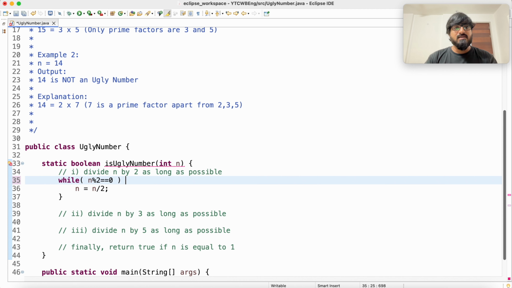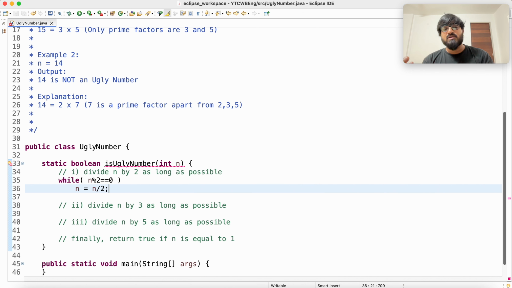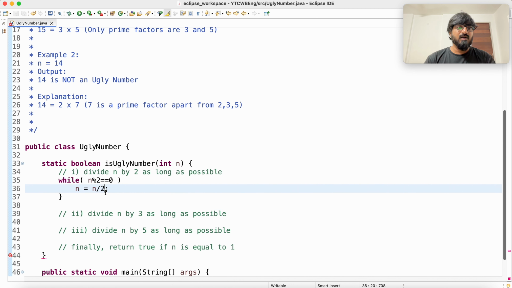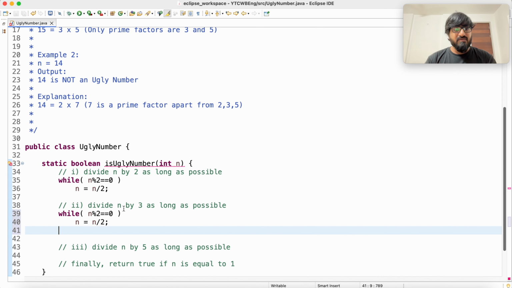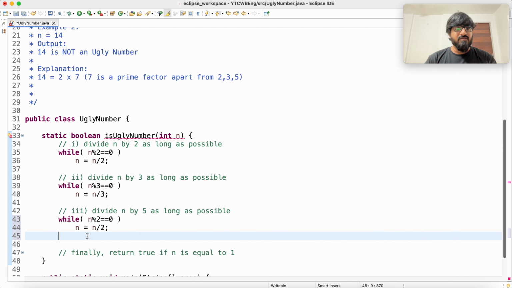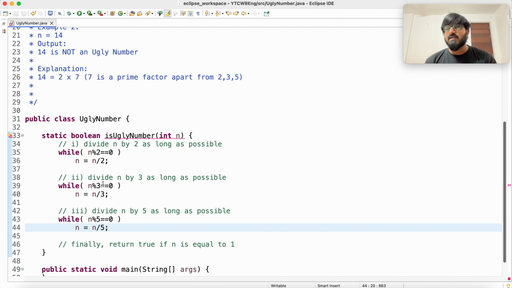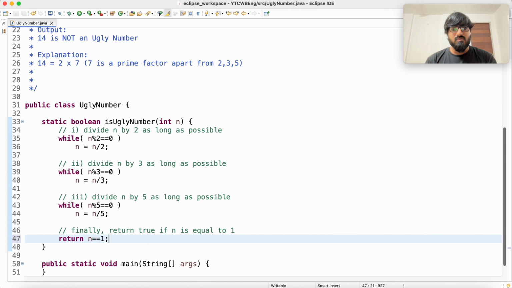Since we are using just one line as the body of the while loop, the curly braces become optional. In Java, if you have only one line after the while loop, it is the body of the while loop, so this and then this are the same. Similarly, I can do it for divide by 3 as long as possible, then divide by 5 as long as possible. In each step we keep updating the value of n, and finally we return true if n == 1.